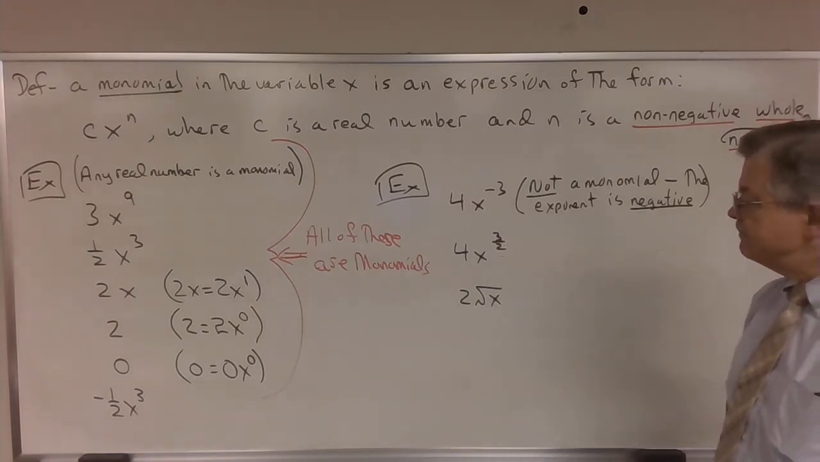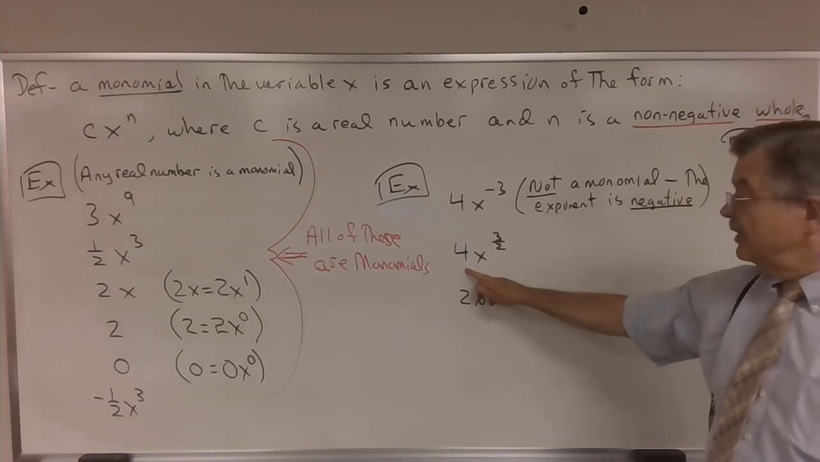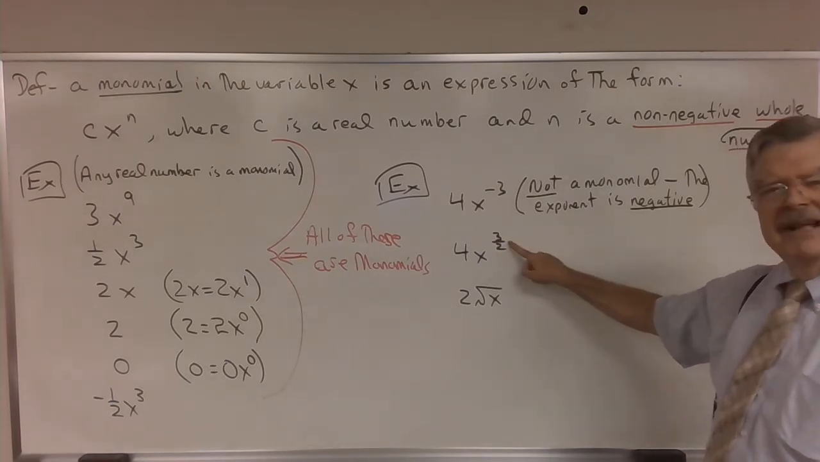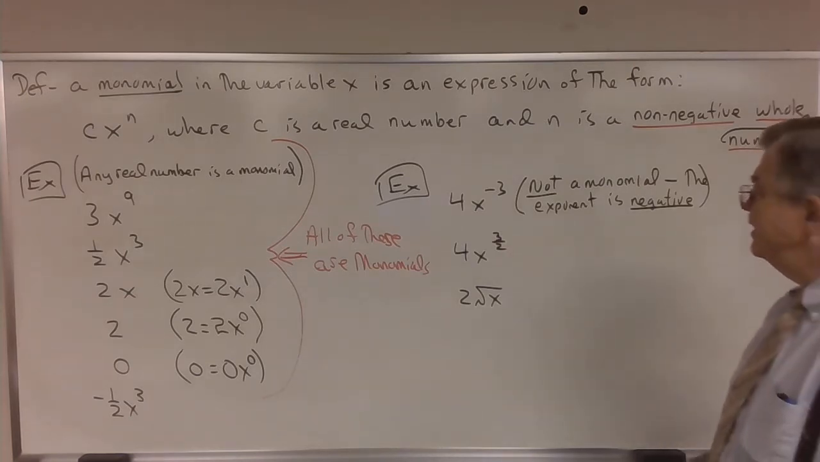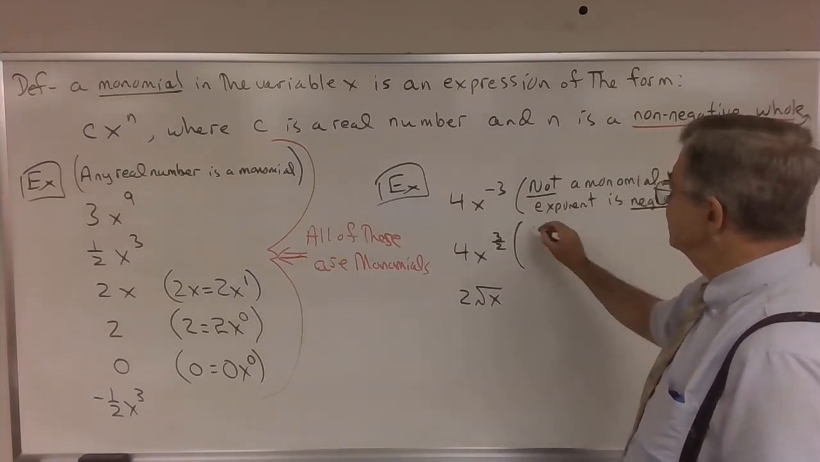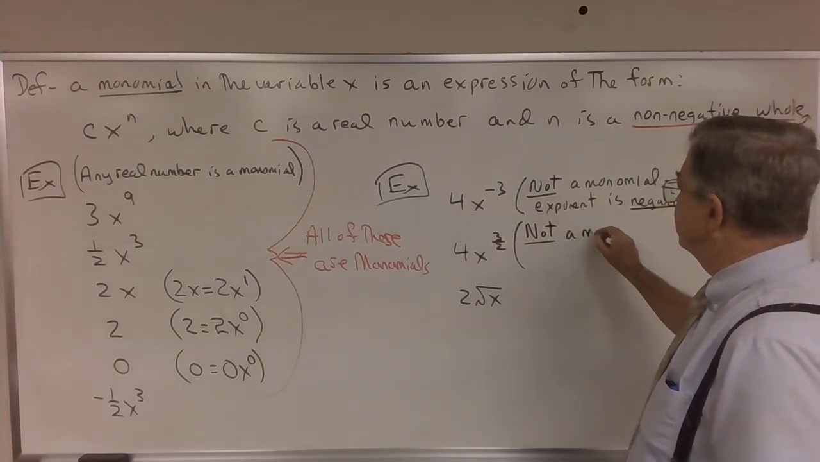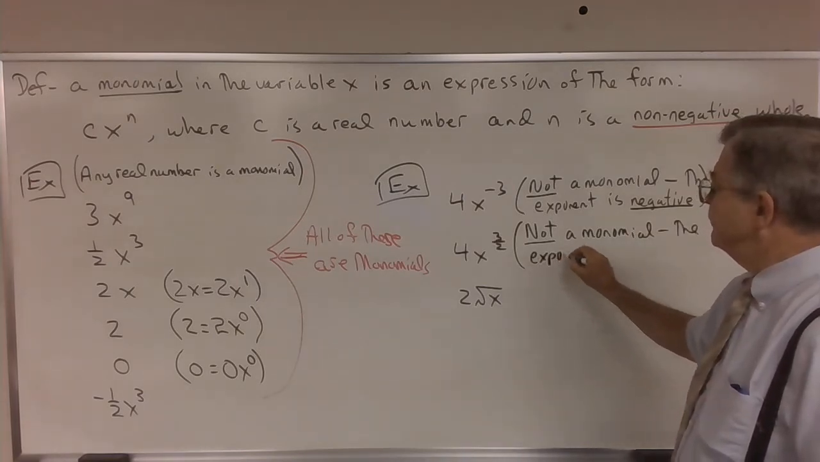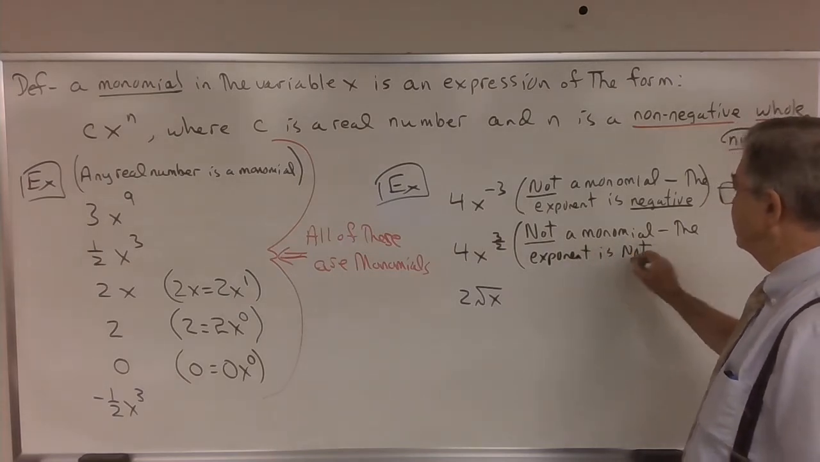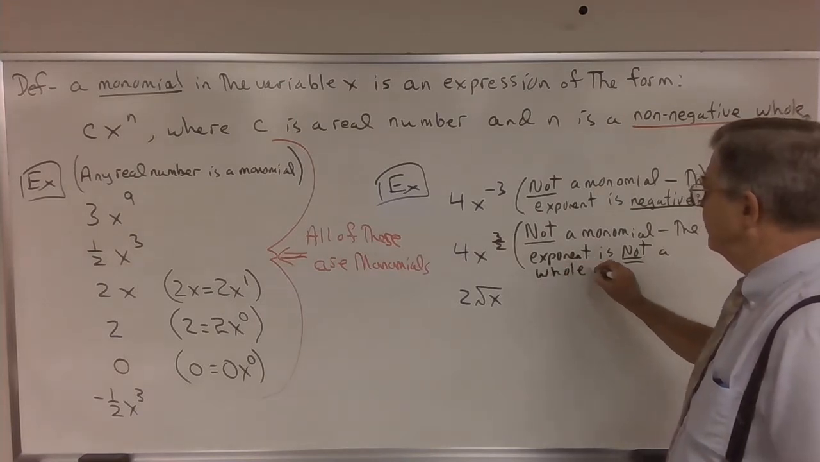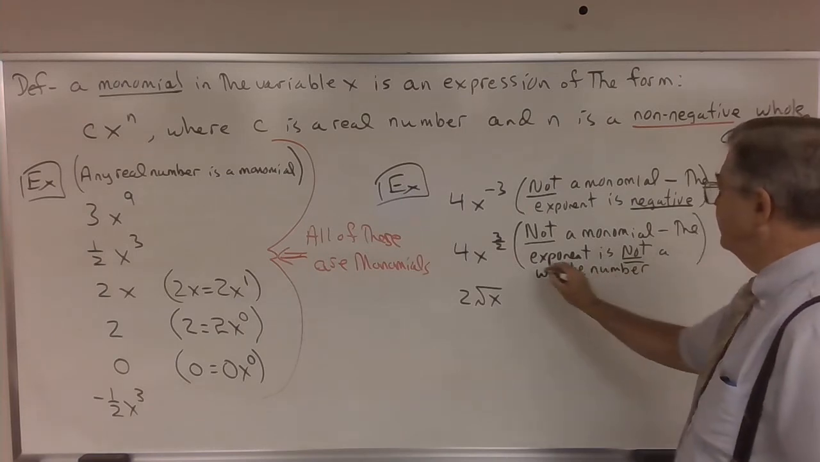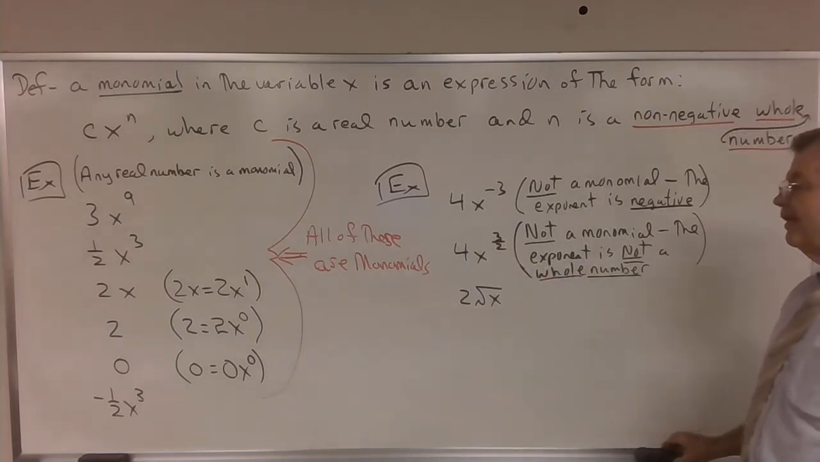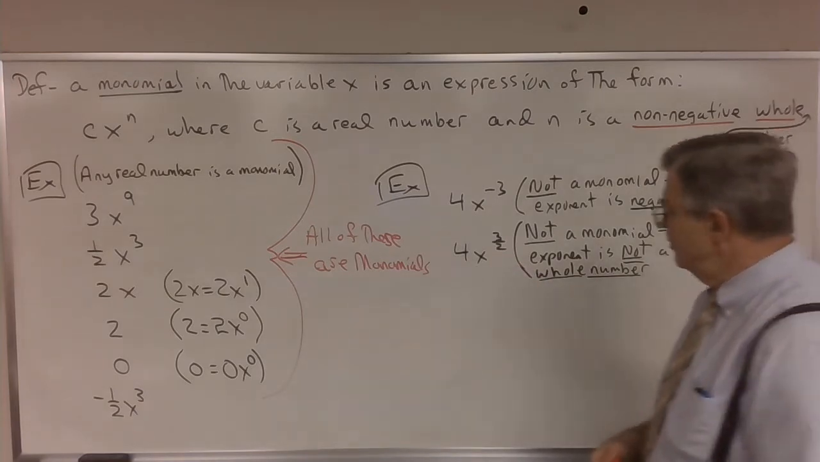Now, what about this guy? We have a real number coefficient out front, and then we have x to the power of a non-negative whole, oops, that's not a whole number, is it? Well, here's another guy that gets excluded from the monomials club. Yeah, the exponent's not a whole number. So 4x to the 3 halves doesn't get to be part of the monomial club either.